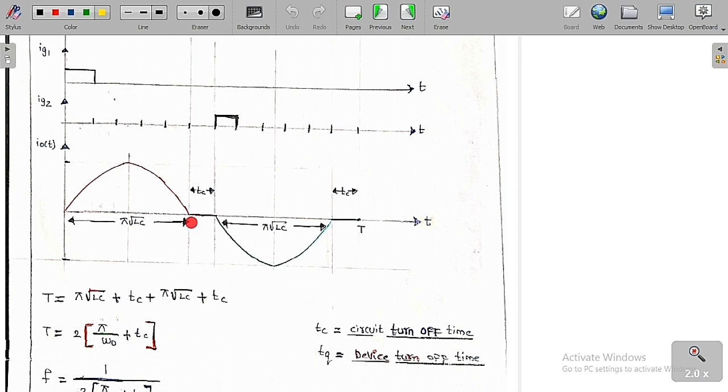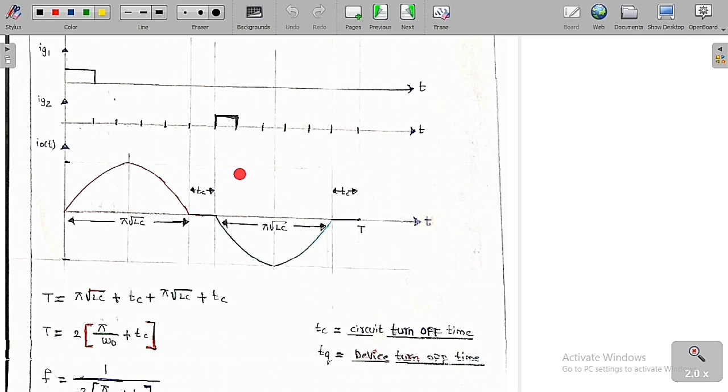After that the current wants to become negative, but negative current should not go through the thyristor. Therefore the thyristor will be off after this pi into root LC. So up to a certain time I am going to wait, and after this certain time, again I am going to turn on the thyristor T2. T1 is already off, so therefore I am going to turn on T2.